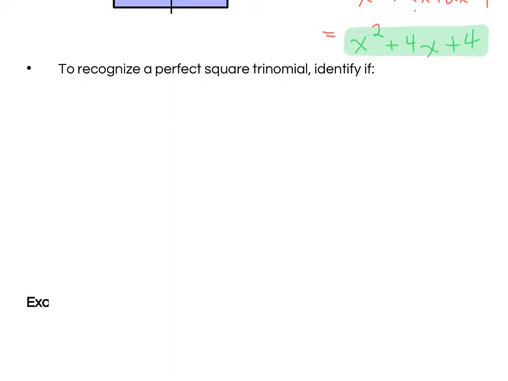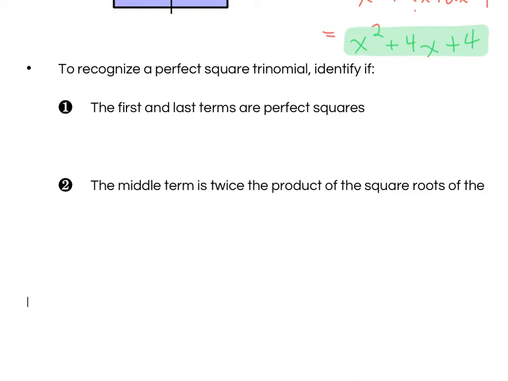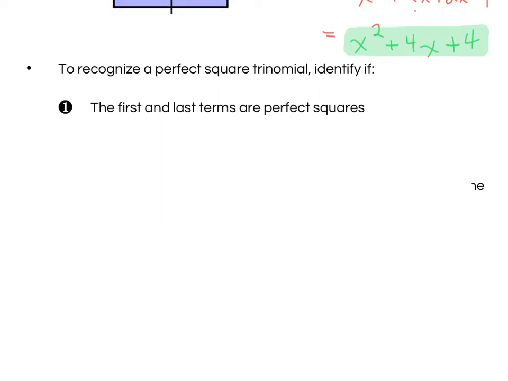Okay, so to recognize a perfect square trinomial, here are some things that you're going to have to be able to identify. First of all, you're going to be looking to see that the first and the last terms are perfect squares. What do we mean by perfect squares? Well, we mean that they have a square root that is a whole number. So let me give you an example of that.